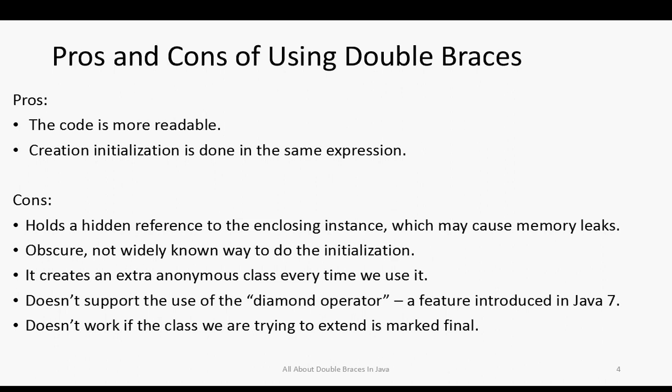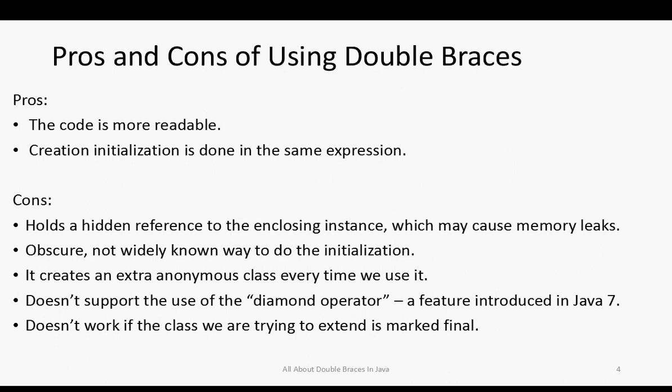Next con is that this type of instantiation and initialization is rarely used. Going to the next con, it creates an extra anonymous class every time we try to use it. What does that mean? If you check the name of the class, it will be the enclosing class $1, $2, $3, and that's how it will keep on creating the anonymous class as and when you execute that piece of code.